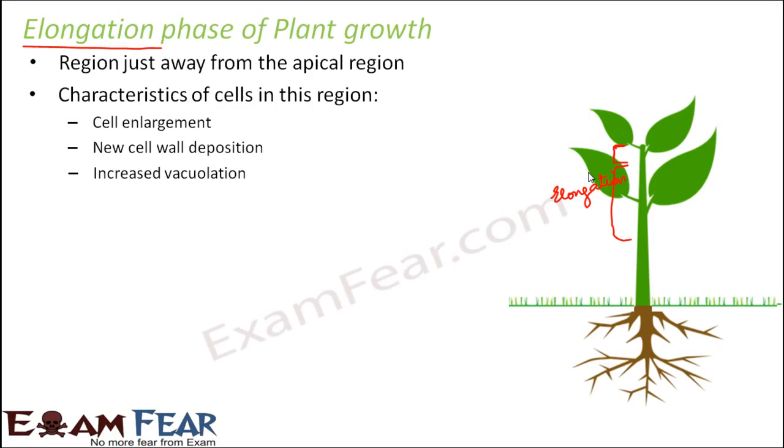Vacuolation means formation of vacuoles. Now when vacuoles are more, what will happen? That will also cause a kind of elongation for the cells, because in plant cells vacuoles also occupy a good amount of volume of the cell.